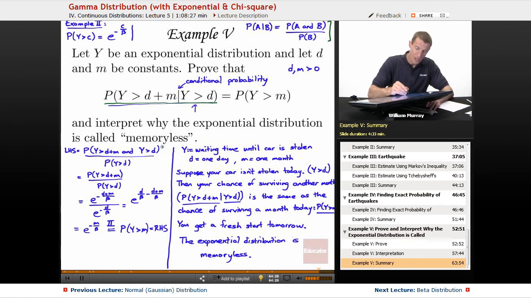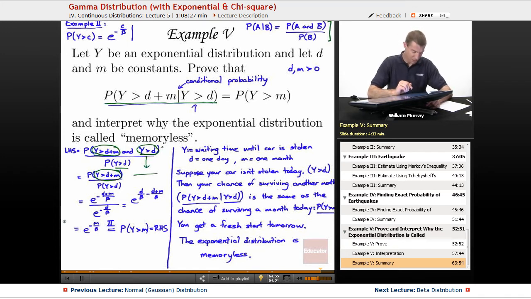I say it's the probability of one event and another event divided by the second event. But these particular events, one sort of subsumes the other. One absorbs the other. Because if y is bigger than d plus m, y is automatically bigger than d. So I don't need to write that y is bigger than d. I can just drop it out.